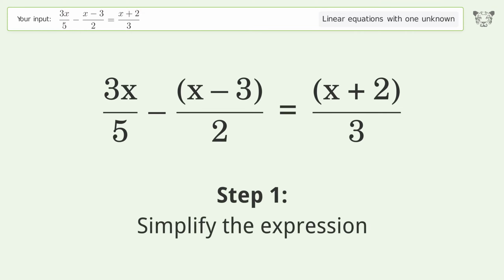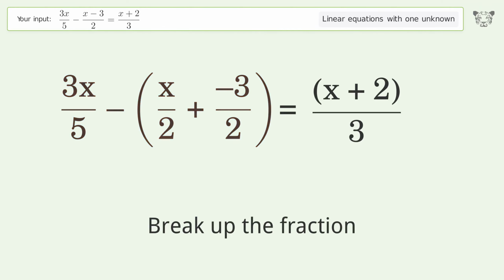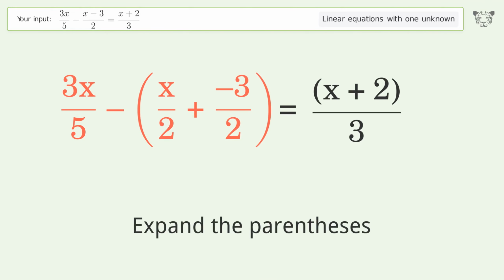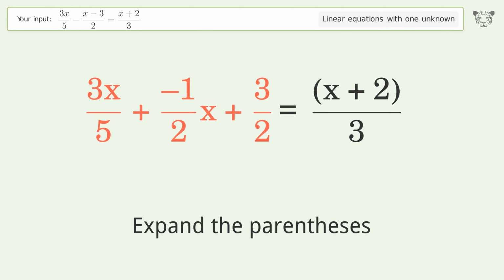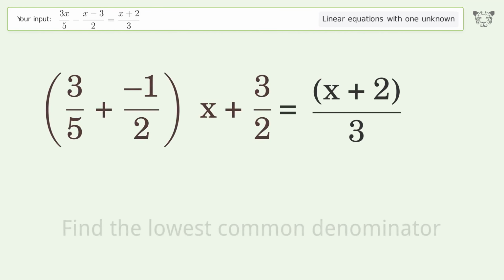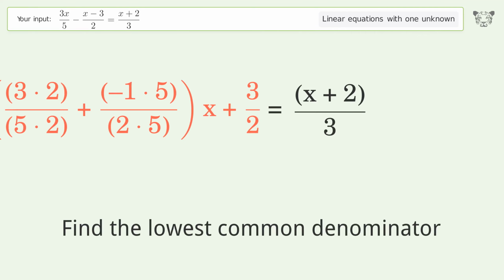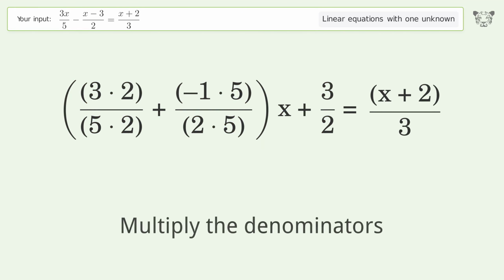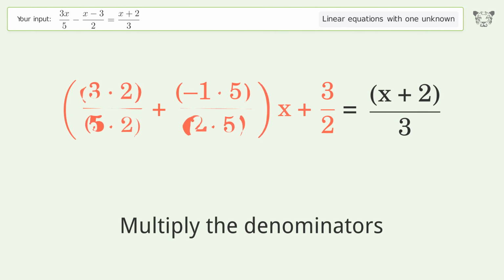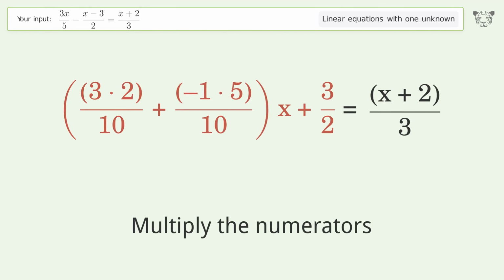Simplify the expression. Break up the fraction. Expand the parentheses. Group the coefficients. Find the lowest common denominator. Multiply the denominators. Multiply the numerators.